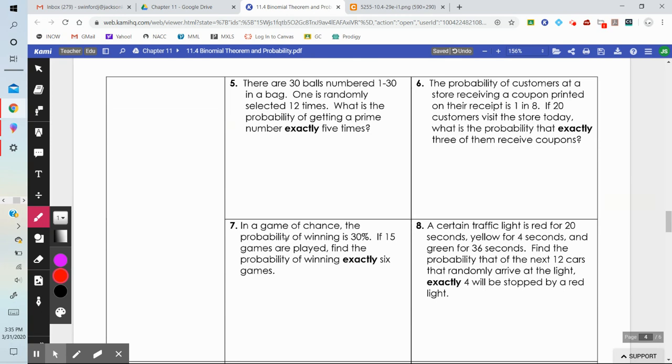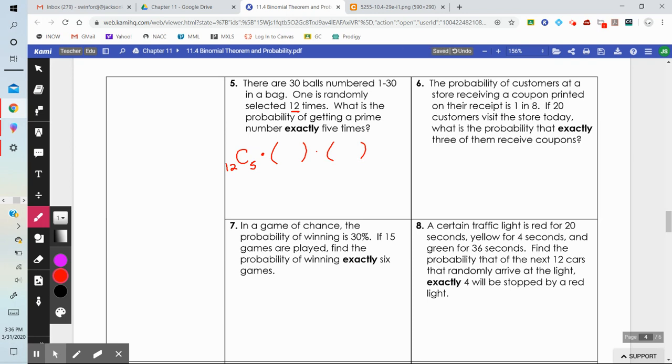The next problem, there are 30 balls numbered 1 to 30 in a bag. One is randomly selected 12 times. What is the probability of getting a prime number exactly 5 times? So you're making 12 selections. So that'd be the combinations of 12, and we're going to choose 5. We want 5 of them to be primes. So that's all the different ways that we can choose those primes from our 12, all the different orders there. The successes, and then the failures.